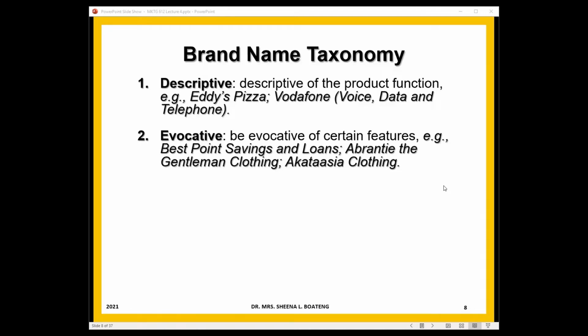That they are the best. Good, they are the best at what? Savings and loans. Thank you. Right, very straightforward, isn't it?